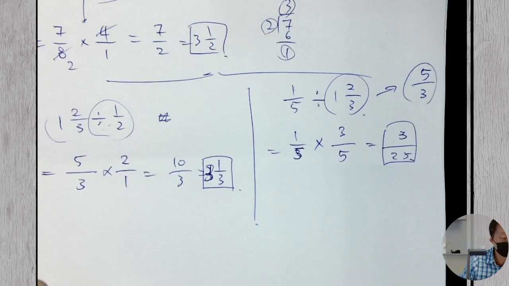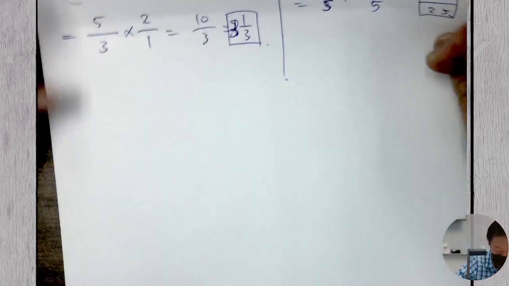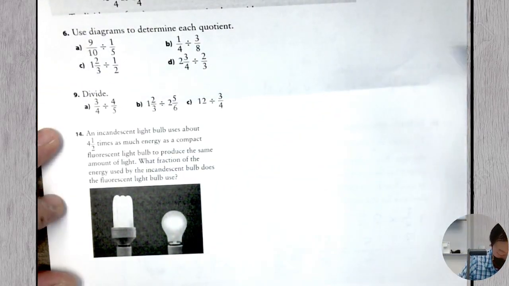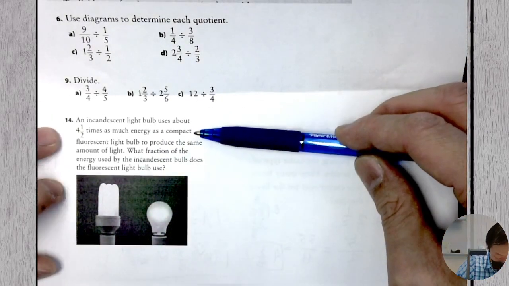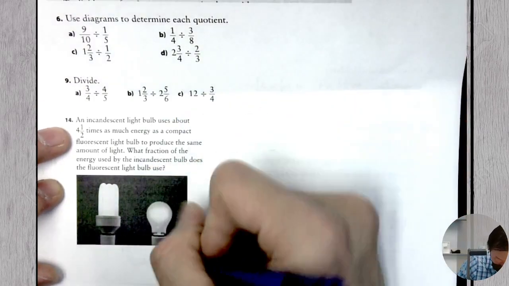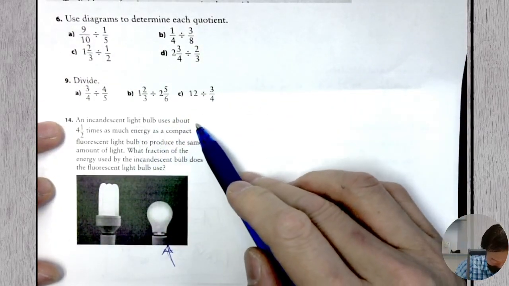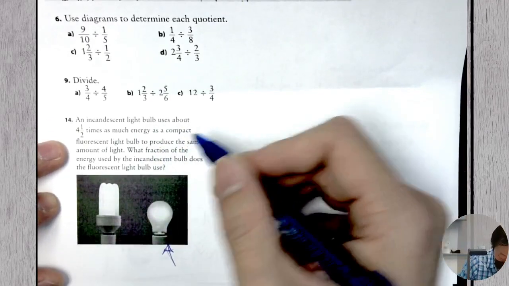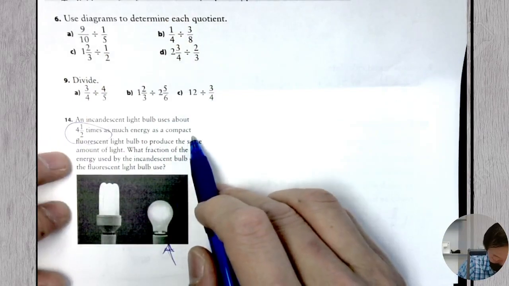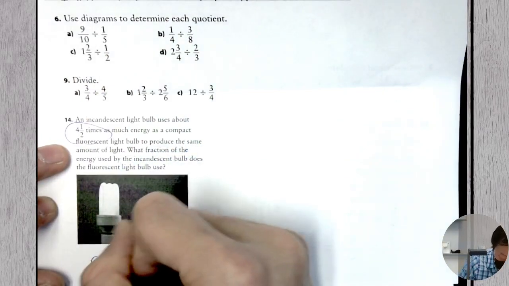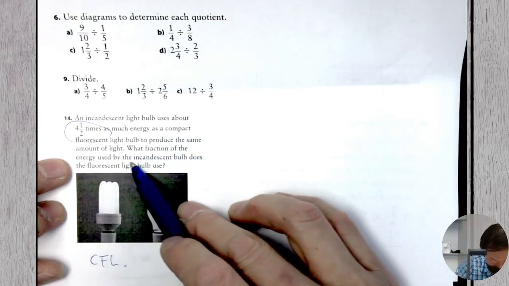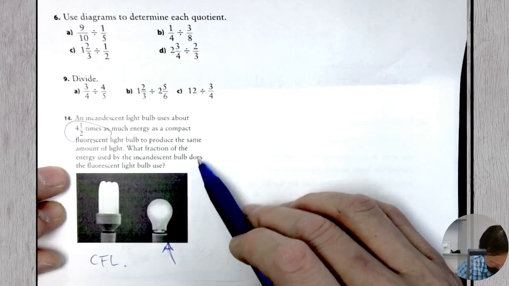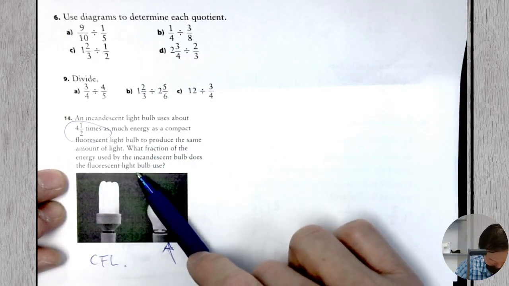All good? Okay. Sure, let's do this word question. Why not? Word question for dividing an improper fraction and mixed number. Is this big enough? I have an incandescent light bulb. That's the old style. That uses a lot of energy, 4.5 times as much as the compact fluorescent light, CFL, to produce the same amount of light. What fraction of energy does this light bulb use?